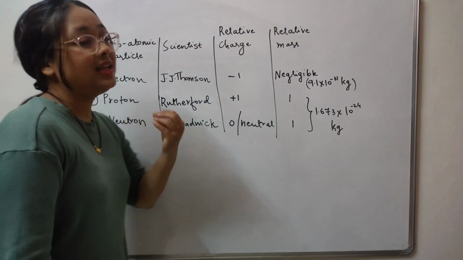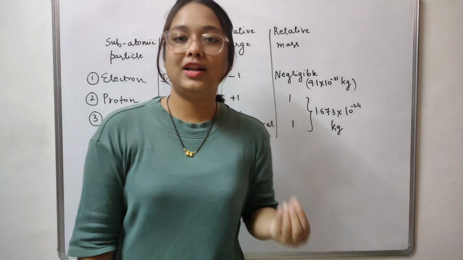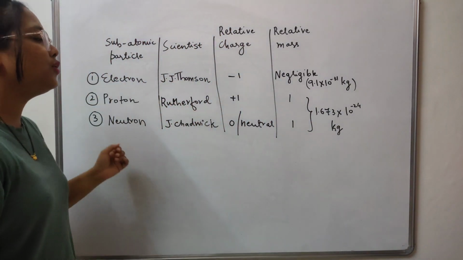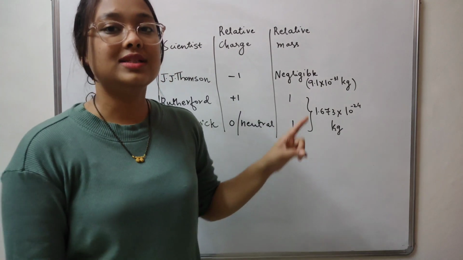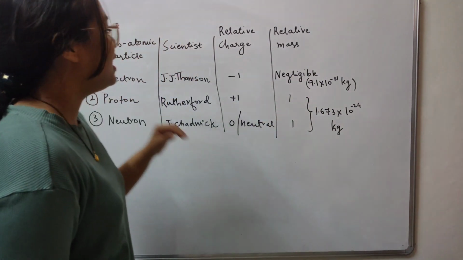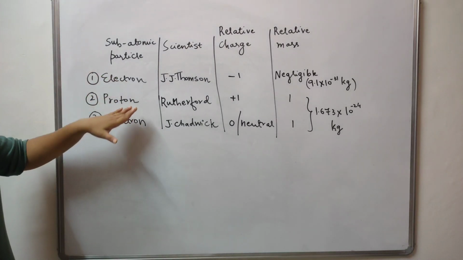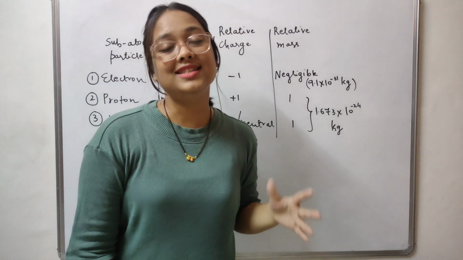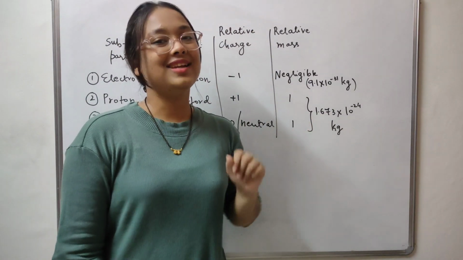Now, if you are looking for the actual value of mass for these 3 subatomic particles, I have provided you with that as well. You must have noticed that the powers over here are negative. So obviously the mass of an electron in comparison to the mass of a proton and neutron is extremely less, and that's why it is considered to be negligible.